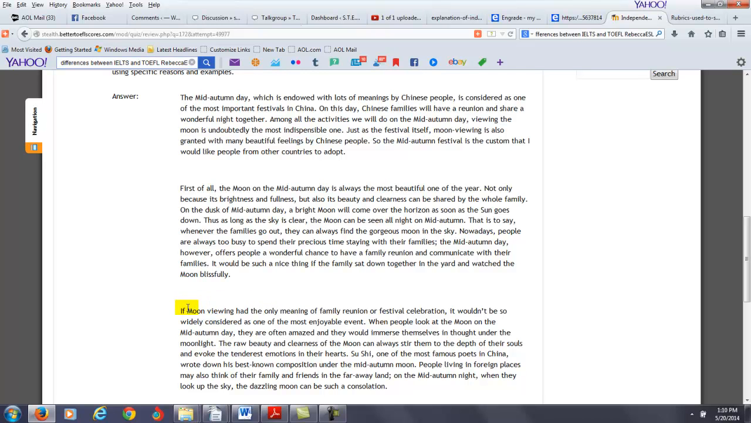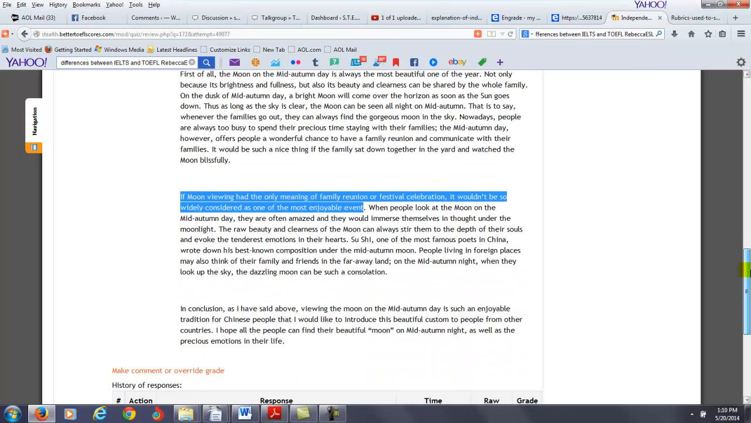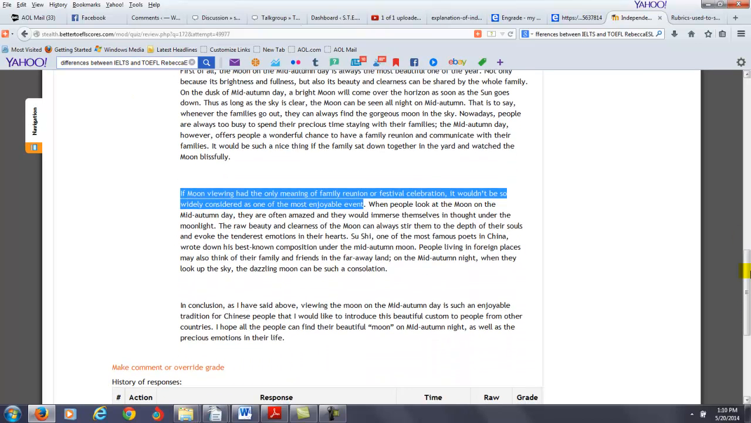So here's what you want to do, though: you remember your thesis here? You'd like other people from other countries to adopt it. If you get here, you might want to say, I would like other people from other countries to adopt this custom because. So I think that this topic sentence here needs to better connect to your thesis here. So the organization isn't exactly clear at this part of your writing task.